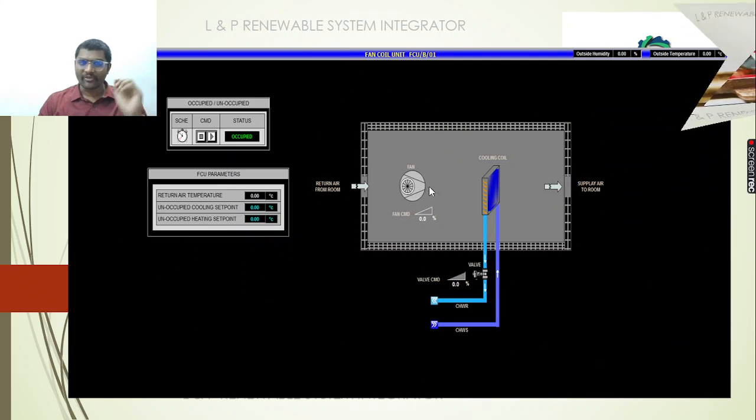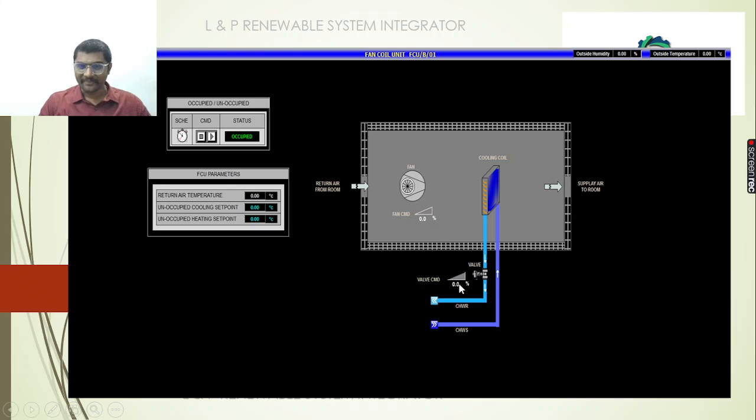See here, this is an example of a fan coil unit. This is a modulating valve, so it will operate on a 4 to 20 milliamps electrical signal. We have scaled it to 0 to 100%. Now it is in the closed position, that's why we are getting 0%.